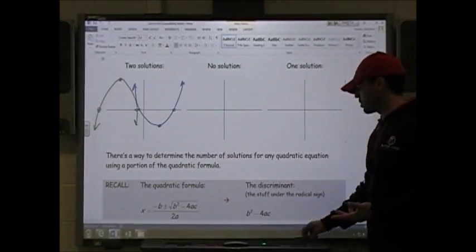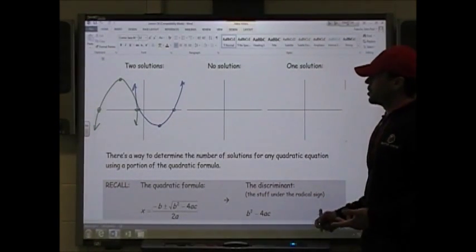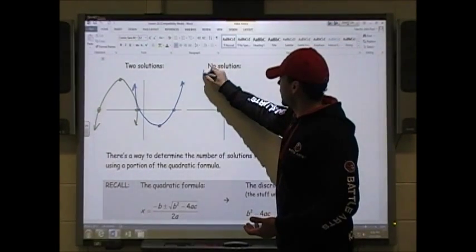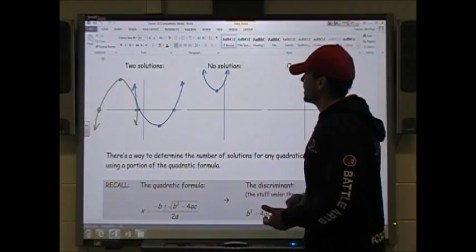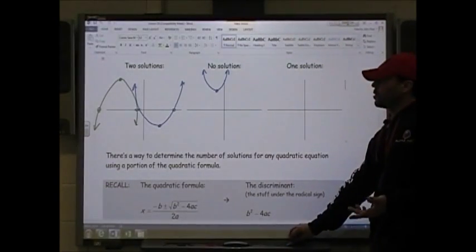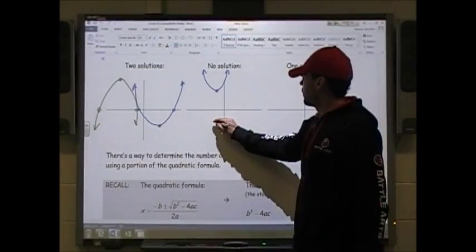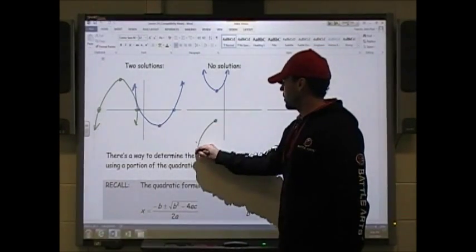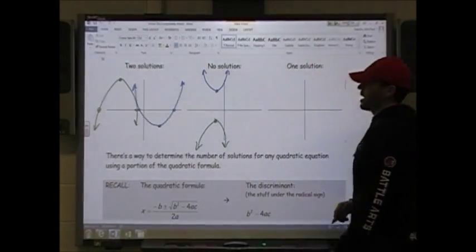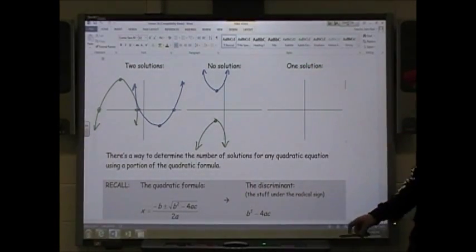You'll have 2 solutions. You may have no solutions, and again, you may have a parabola that has a vertex up here, but instead of opening down, it opens up. It will never touch the x-axis, so therefore there are no solutions. Or you may have a vertex that's down here and the parabola opens down, and therefore it will never cross the x-axis, so there are no solutions again.